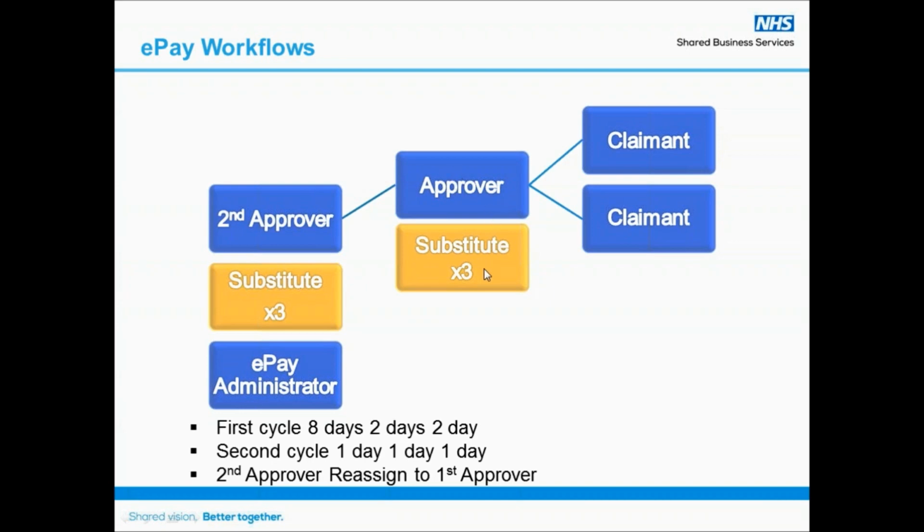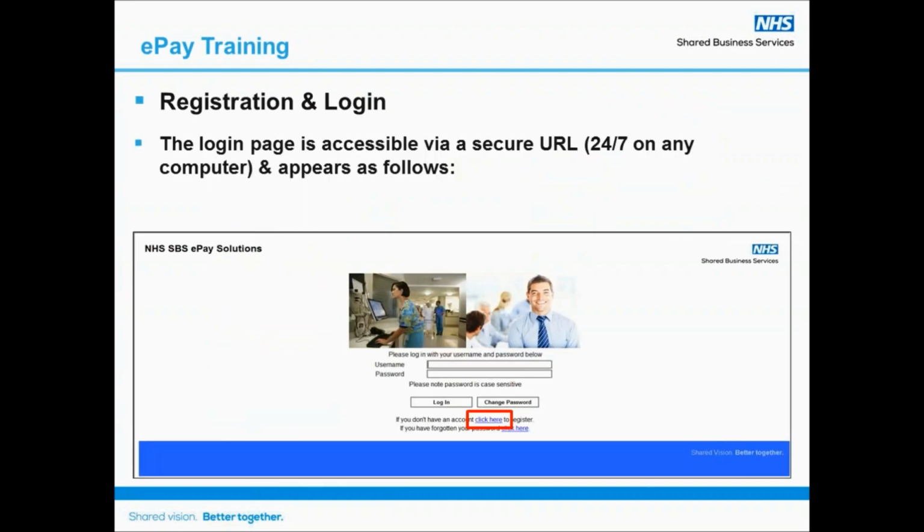If your approver is going on holiday, there are what we call substitute approvers that are set up and maintained by the ePay administrator. They can be changed at any time. Approvers will see on their homepage who their substitutes are and who they can substitute approve for. So if an approver is going on holiday, they can see who their substitute approvers are on the homepage and then ask them to cover for them to approve the claims for their team while they're away.